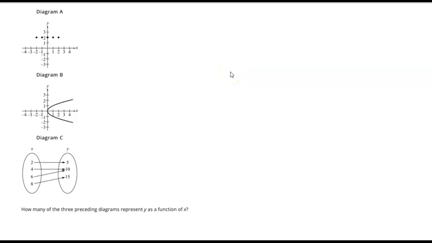All right, here we've got three diagrams, and the question, how many of the three preceding diagrams represent y as a function of x? Essentially, they're getting down to the essentials of what's the definition of a function. And the way I remember it is a function is not ambiguous. In other words, if you give it an input, it gives you only one output.